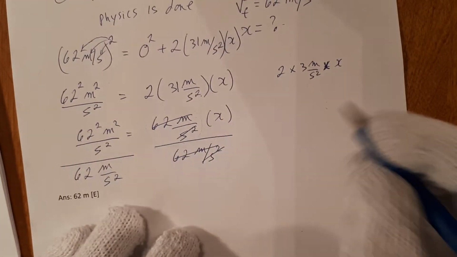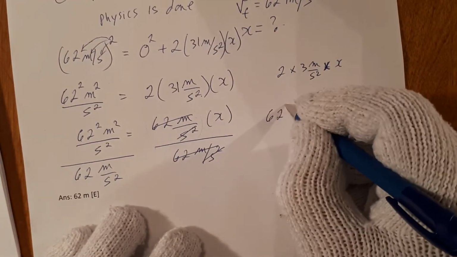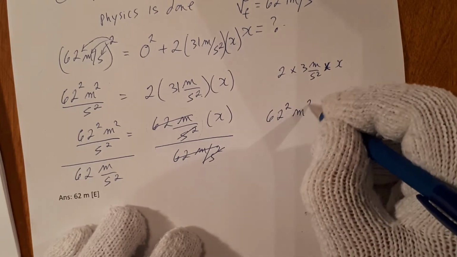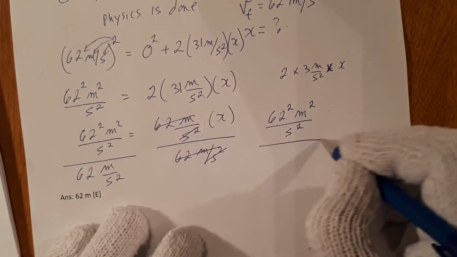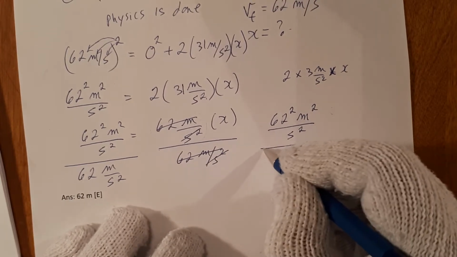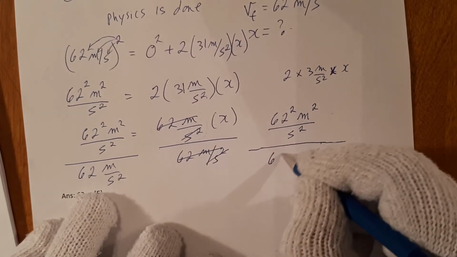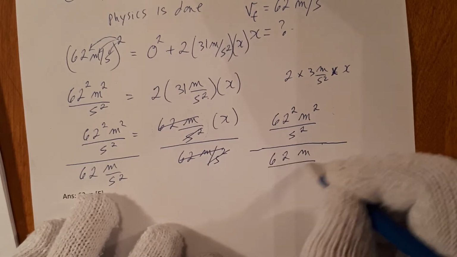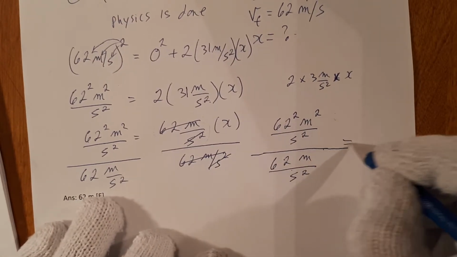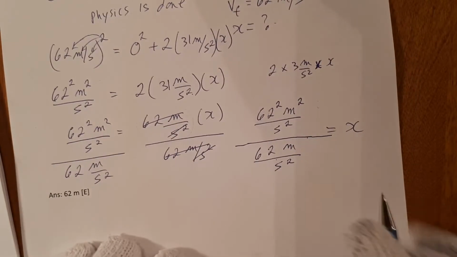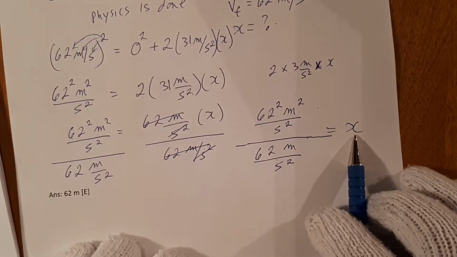Cleaning this up a little bit, 62 squared meters squared per second squared divided by 62 meters per second squared, just moving it over here, is equal to x. X is the distance that we are looking for.